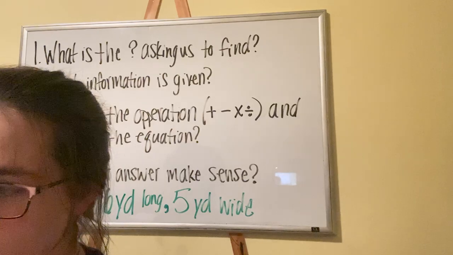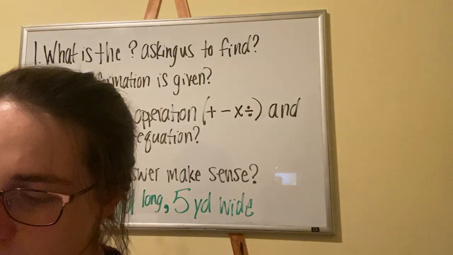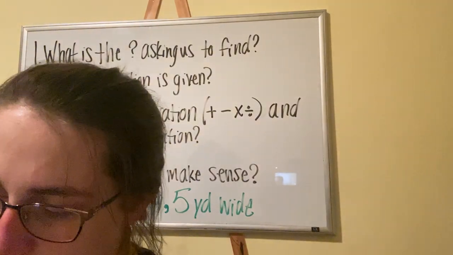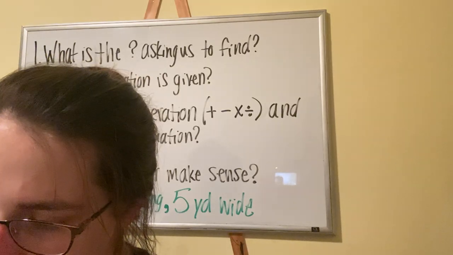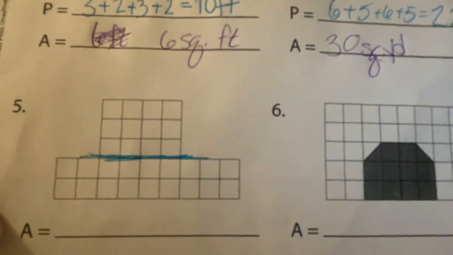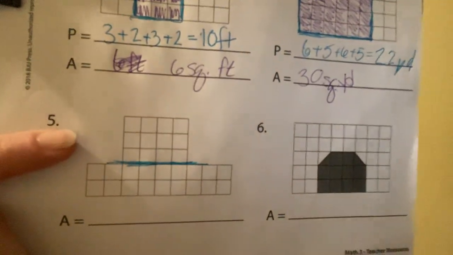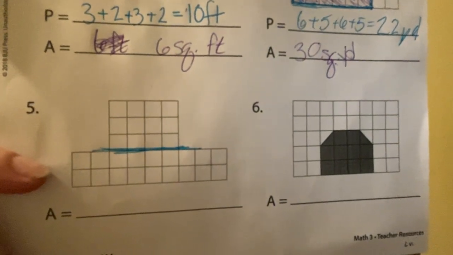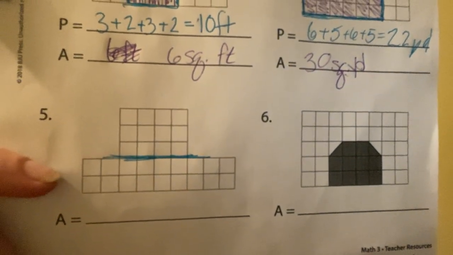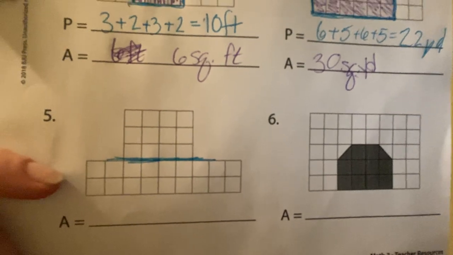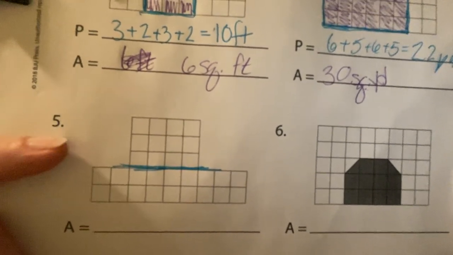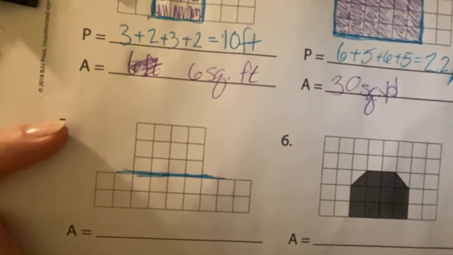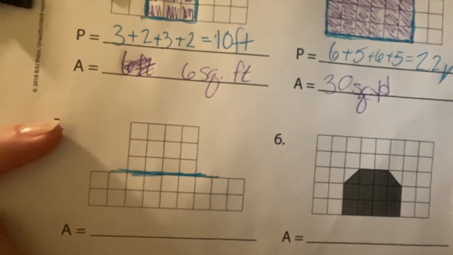So here's what this means. You separate them with a line like this, then you've got this top rectangle and this bottom rectangle. What you can do then is you add the products of the two rectangles. Okay, so we're going to use this strategy.